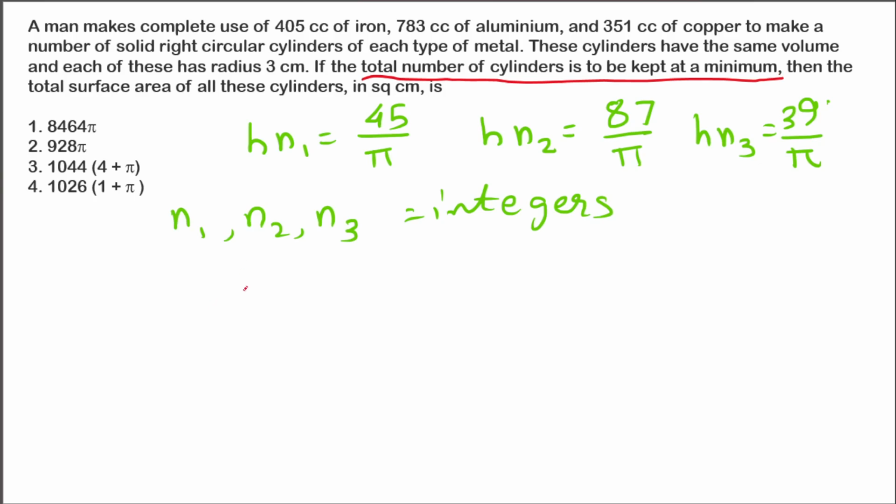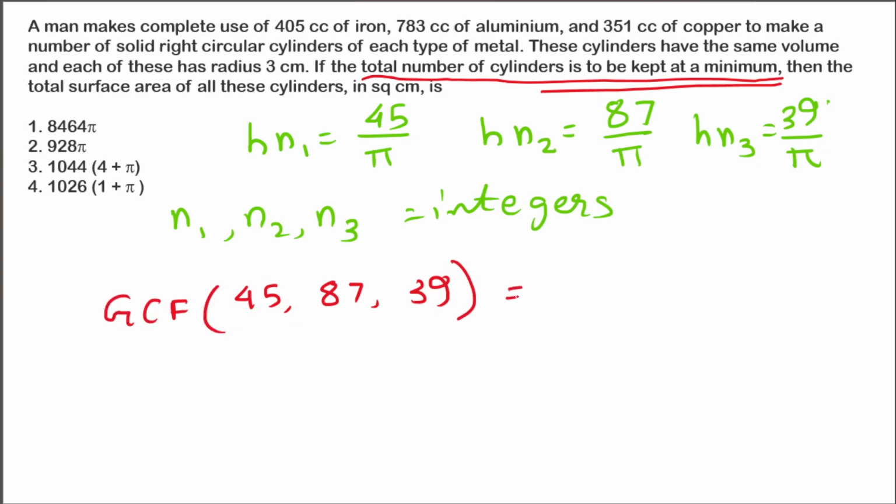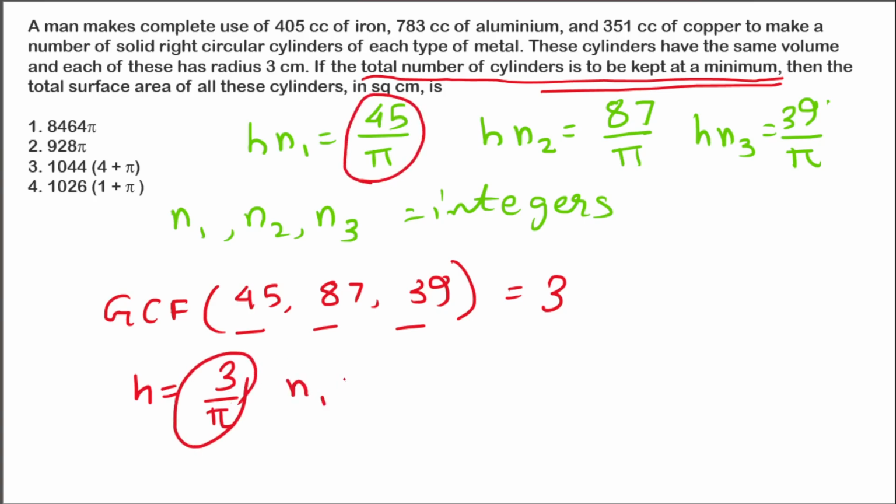So we have to find the greatest common factor of 45, 87, 39, because then only we can keep the number of cylinders to be minimum, right? So GCF, if you calculate, will turn out to be 3. There is no greater number than 3 which divides all these three numbers. Okay. Now we can say that h is basically 3 by pi. Because if we divide 45 by pi by 3 by pi, you will have n1 as 15, which is an integer. Okay, all right.